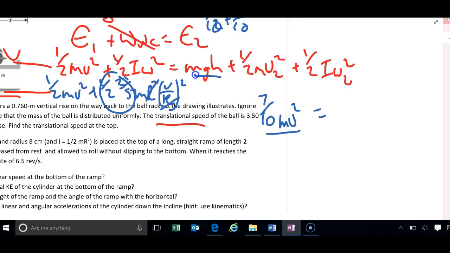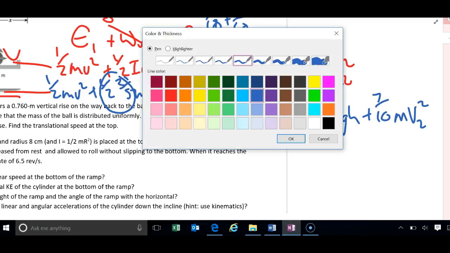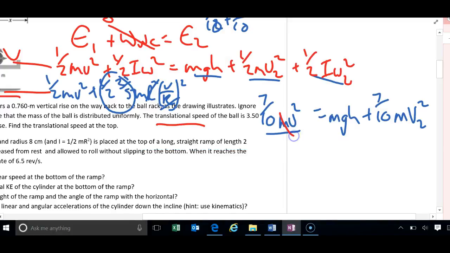On to the right side of the equation, I don't know that velocity. I need to get rid of this. This needs to end up being rotational, so that's going to end up being the same thing. So I have mgh plus 7/10 m v2 squared, because I have a new velocity. Now, from here, we can see masses cancel. After this, I believe you know all the variables.